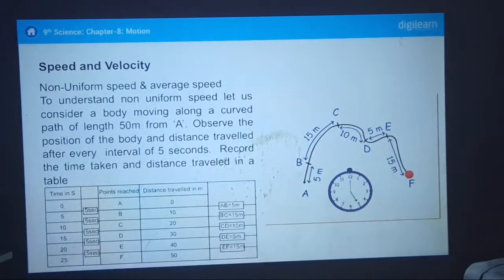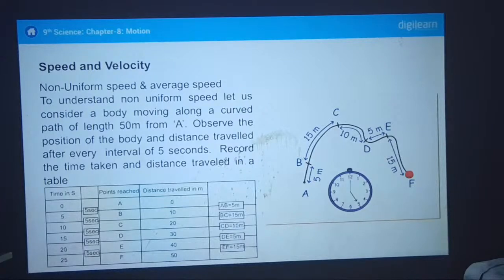To understand non-uniform speed, let us consider a body moving along a curved path of length 50 meters from A. Observe the position of the body and distance travelled after every interval of 5 seconds. Record the time taken and distance travelled in a table. Time in seconds, point reached, distance travelled in meters.